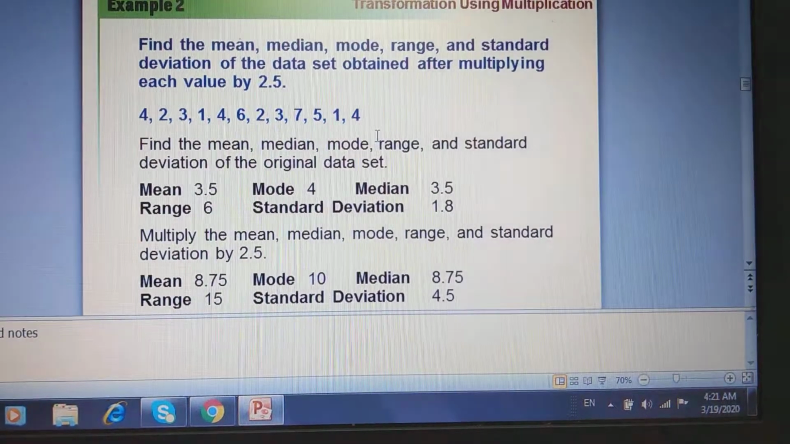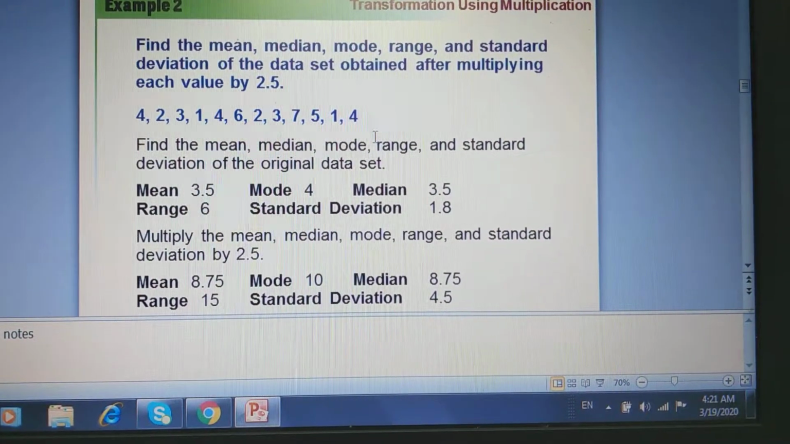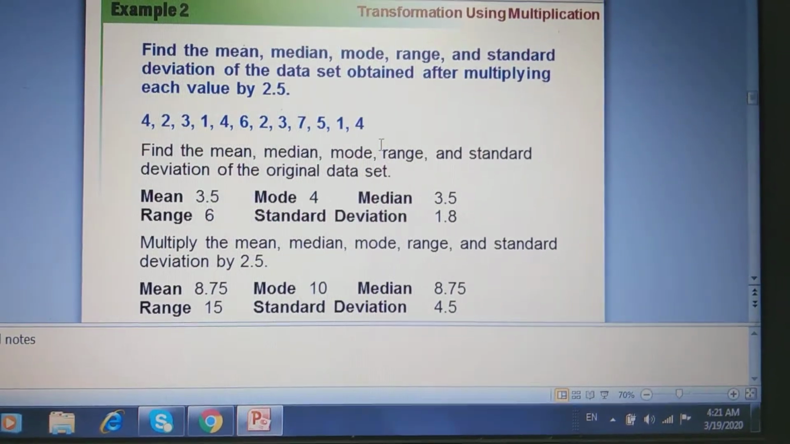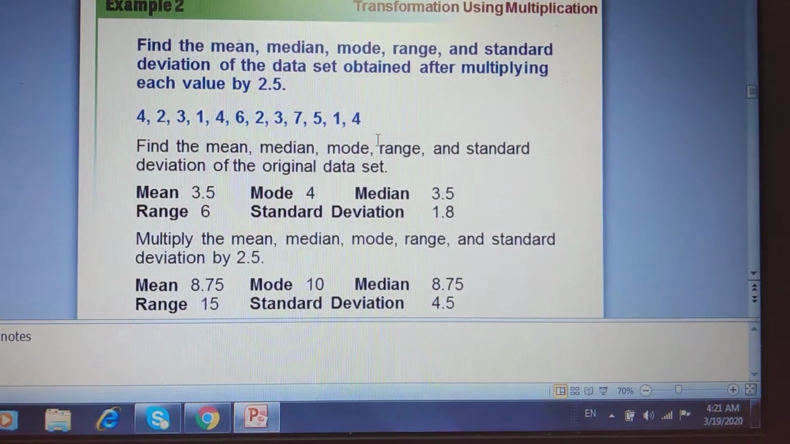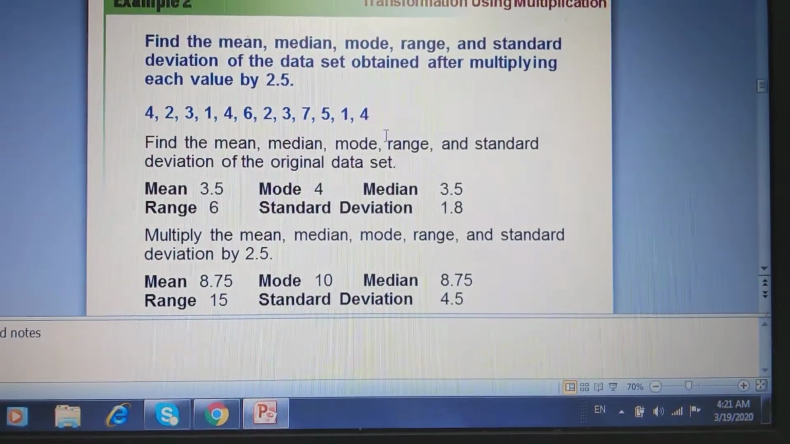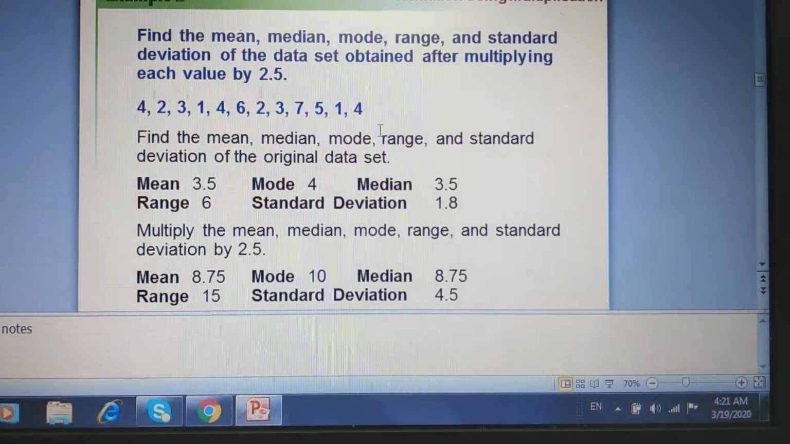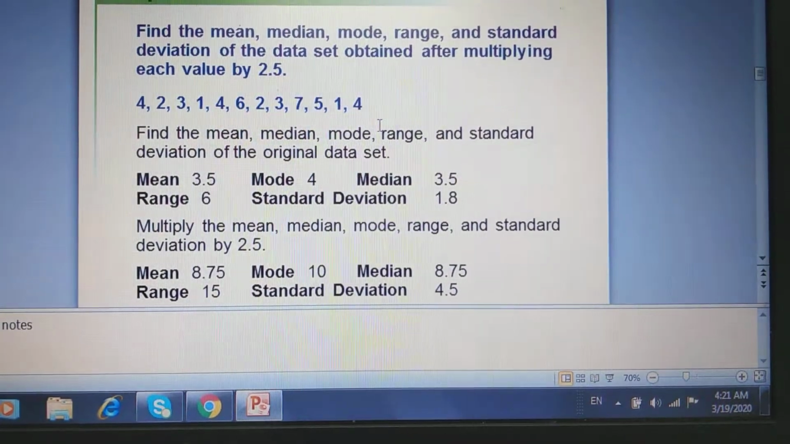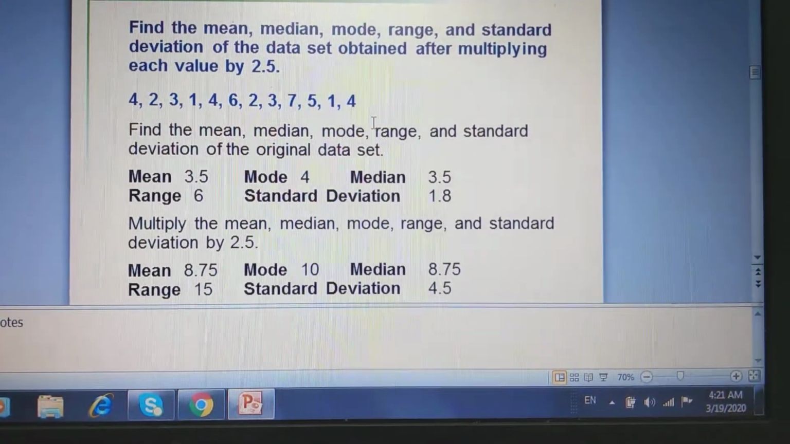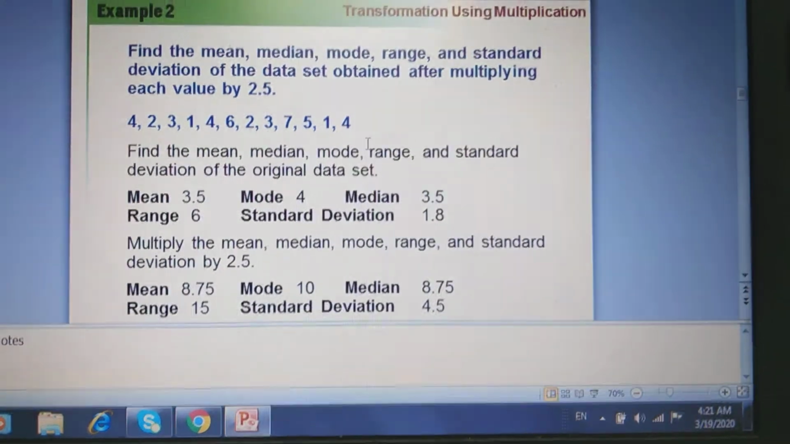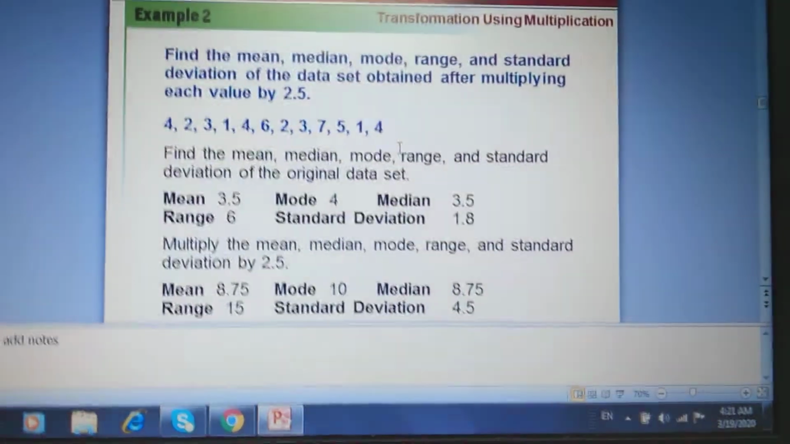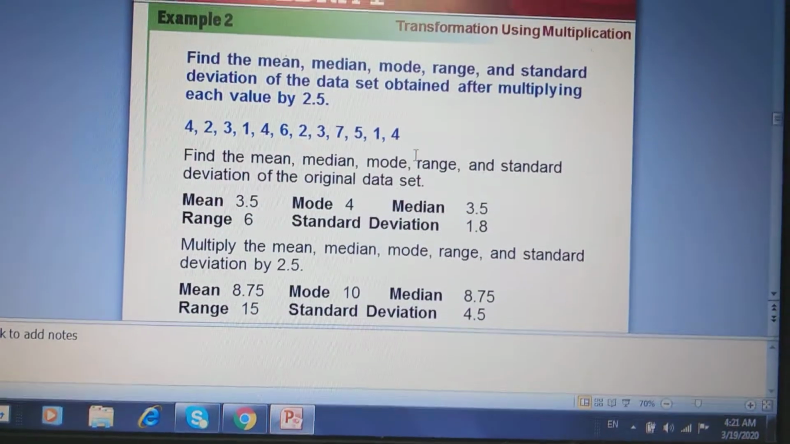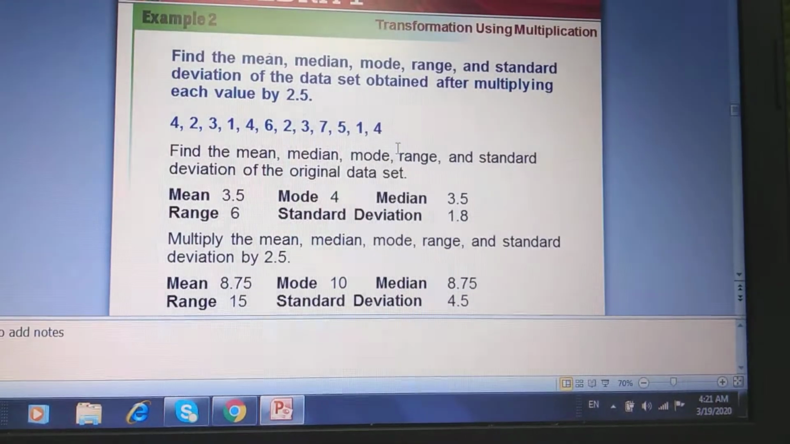I don't need to multiply the terms, each one of them by 2.5, and calculate again. Directly, you go to the mean, mode, median, range, and standard deviation and multiply each one of them by 2.5. The new mean will be 3.5 times 2.5, which is 8.75. The new mode, 4 times 2.5, will be 10. The median, 3.5 times 2.5, will be 8.75, and so on. Like this in multiplication, to find the new values of the mean, median, mode, range, and standard deviation, your only job is to multiply them by 2.5.